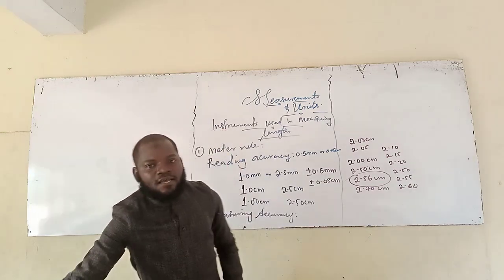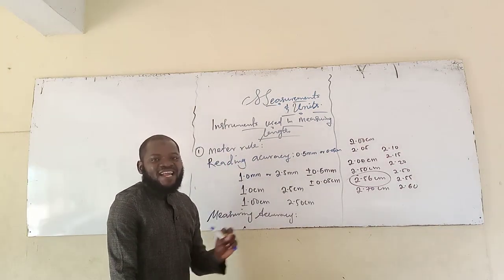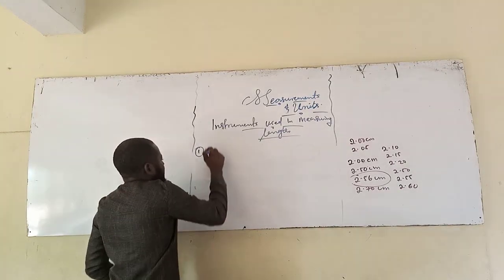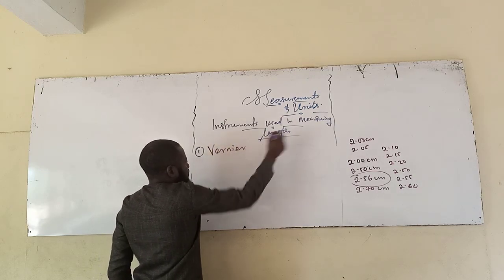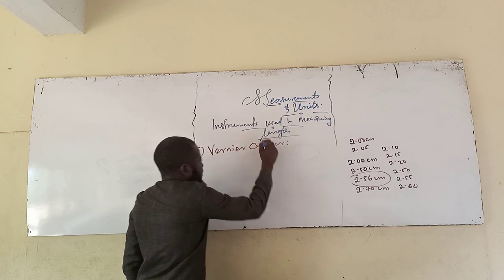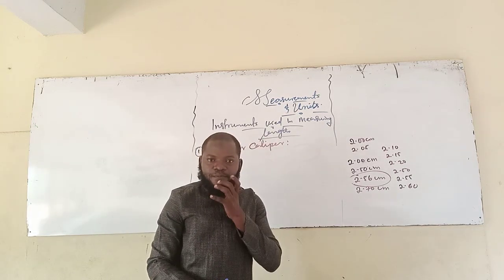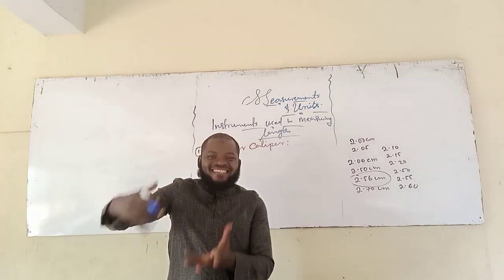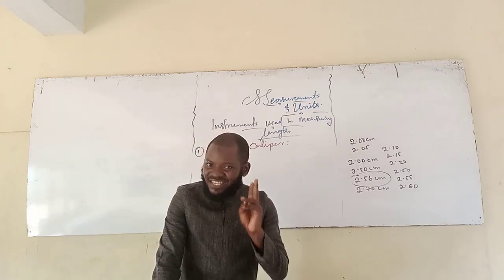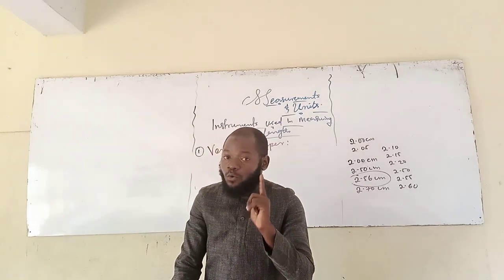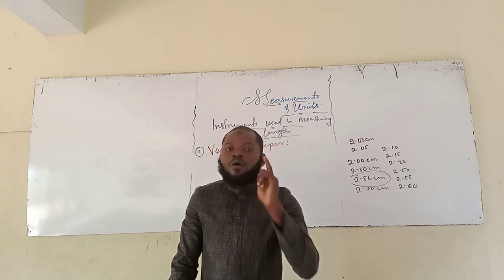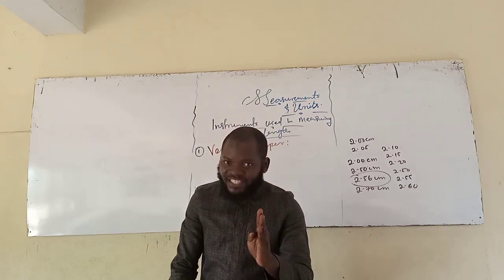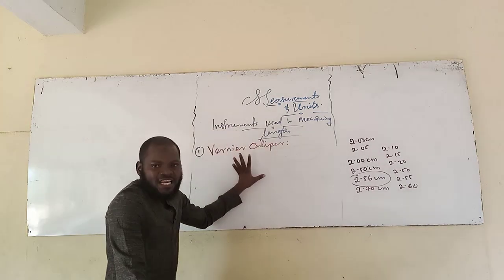So the next instrument used in measuring length is the vernier caliper. Now, when you talk about this vernier caliper, it is an instrument used to measure internal and external diameter of round objects. Listen, I always tell you what they are using first. Note it very well. What they are using is to measure internal and external diameter of round objects. That's what we use the vernier caliper to measure.